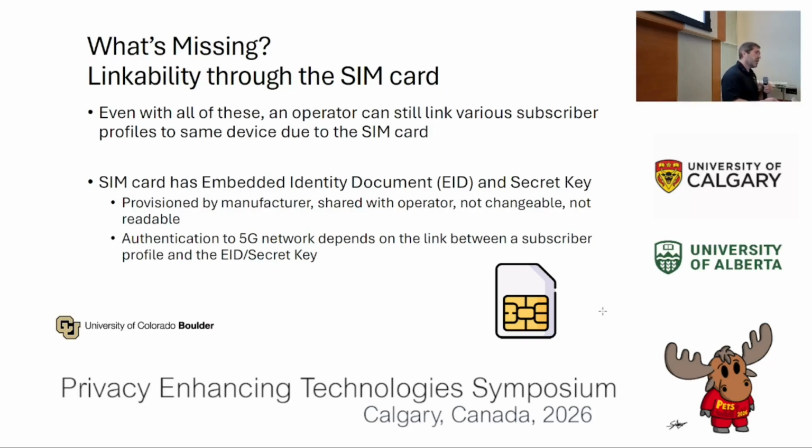A SIM card has some identifiers on it, the embedded identity document, and it has a secret key on it. These are provisioned by a manufacturer and shared with the operator. It's not changeable. It's not readable. But the whole authentication process in 5G networks depends on this link between the subscriber profile and the EID and this secret key.